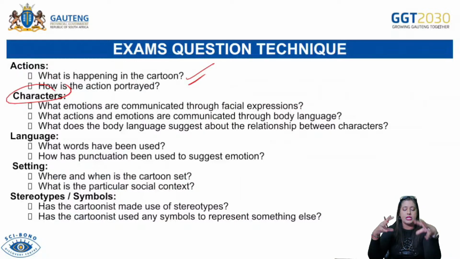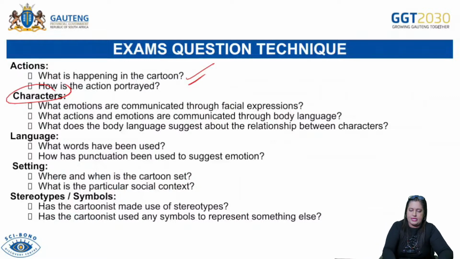Setting, remember, is where the action's actually taking place. Where is the cartoon set? What is the particular social context that is being used here? Stereotypes versus symbols. Has the cartoonist made use of stereotypes, for example? Has the cartoonist used any symbols that you would commonly associate with a particular group of people or a person?